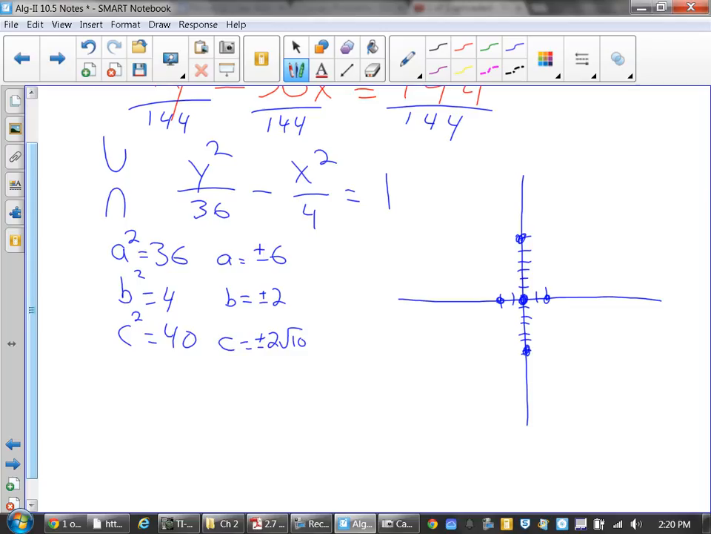So before I worry about my focus or anything like that, I'm going to draw my rectangle. It looks great. Then what am I going to do? Draw your asymptotes.